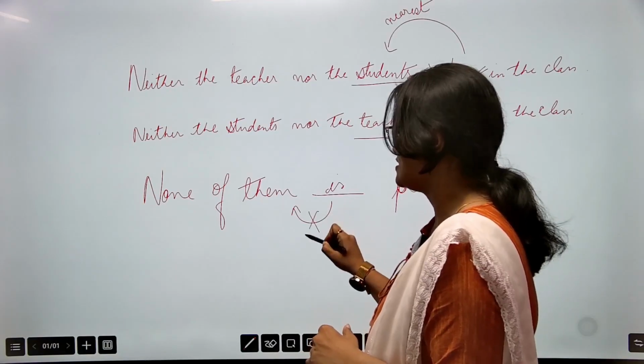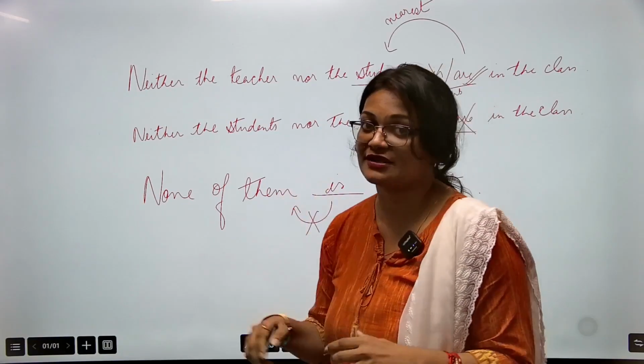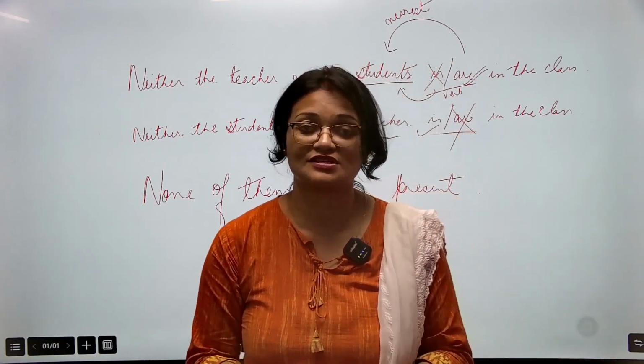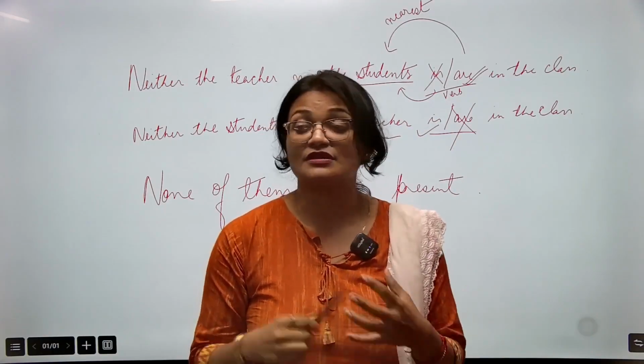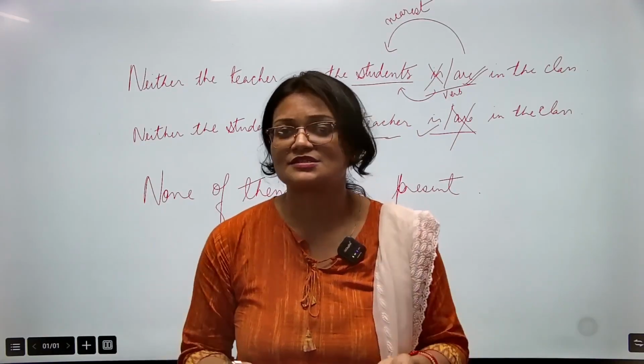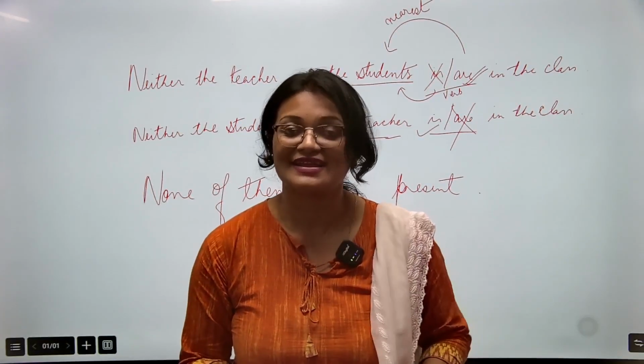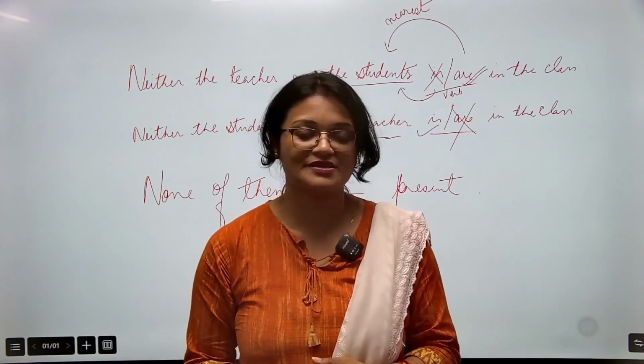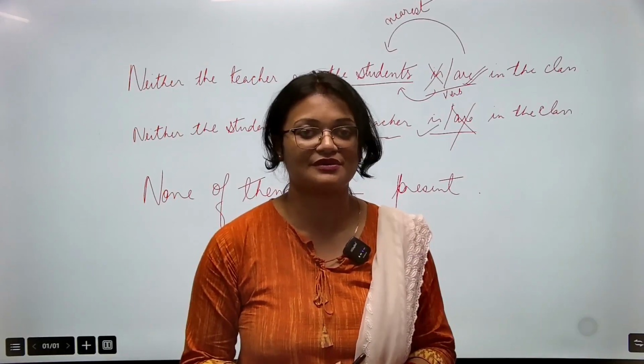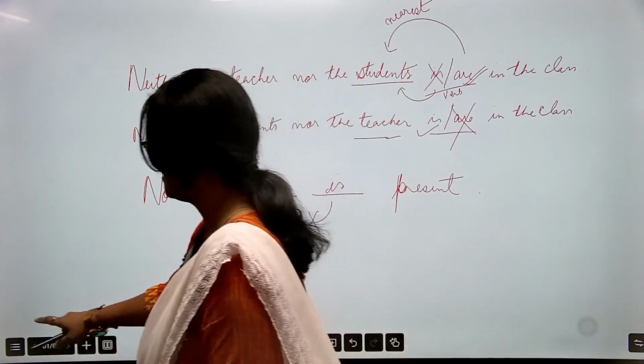This verb does not depend on the nearest subject, but think of the meaning of the sentence. Neither of them or none of them means no one is present, no one is coming. Why will we use a plural verb, right? Unnecessary usage of a plural verb is not required here, so we use a singular verb. Alright, so let's see the rule.